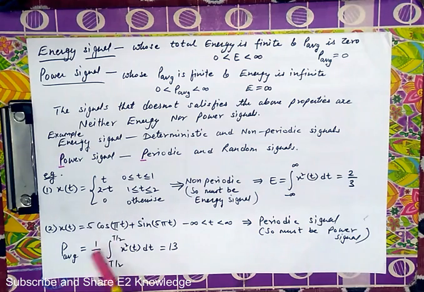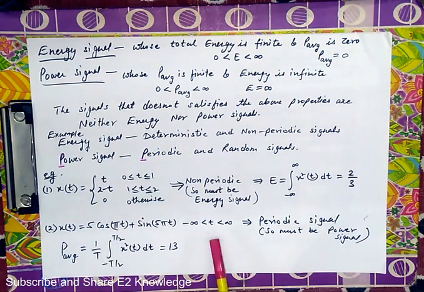Second example, just by looking you can find whether it is an energy or power signal. Suppose x(t) is equal to 5 cos pi t plus sine 5 pi t. Obviously cos and sine are periodic functions, and it also extends from minus infinite to infinite duration, so it is a periodic signal. Suppose it has the same expression, but it is now from minus 5 to 5, then it will be a non-periodic signal, because now the limits are not infinite. Both the conditions should be satisfied.